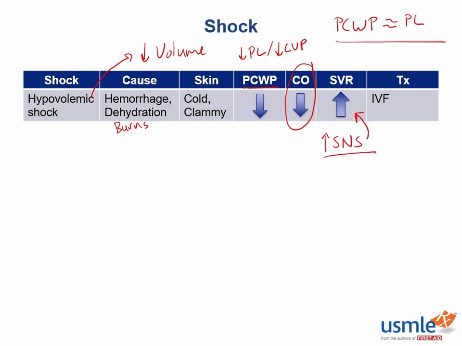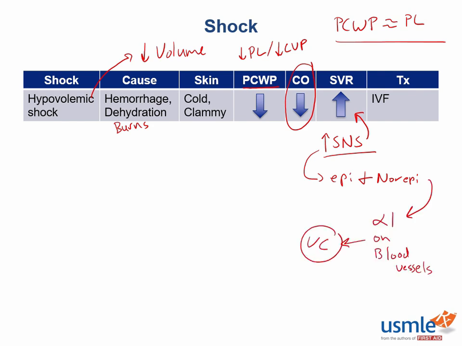Now, how exactly is this done again? There you go. The sympathetic response is driven by epi and norepi, and these are going to act on the alpha-1 receptors on blood vessels, leading to vasoconstriction. And now this increased vasoconstriction will lead to an increase in your systemic vascular resistance, or your afterload. Now this vasoconstriction of the dermal capillaries will make the patient feel cold, and the sympathetic mediated stimulation of sweat glands will make the patient feel clammy.